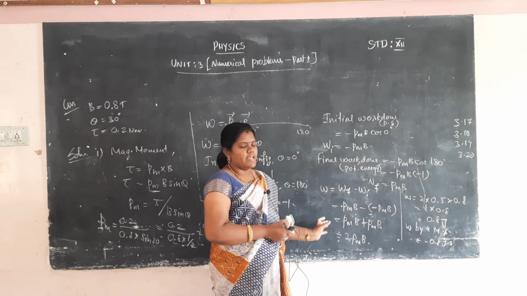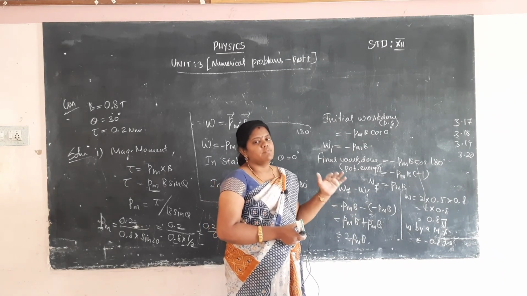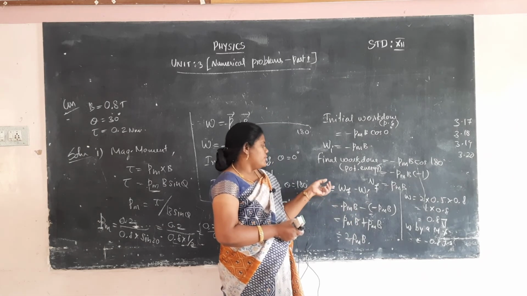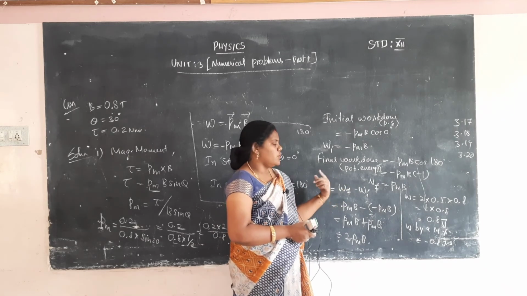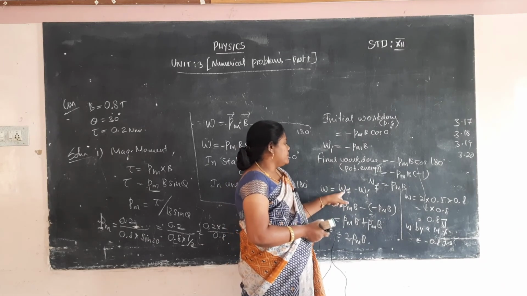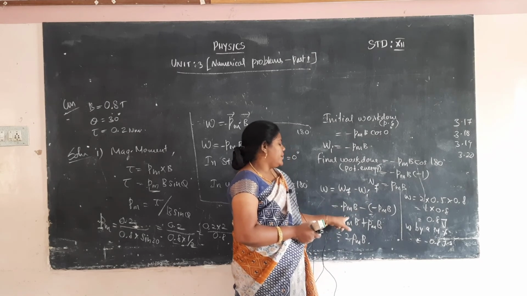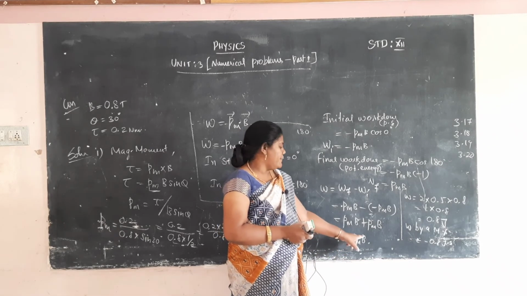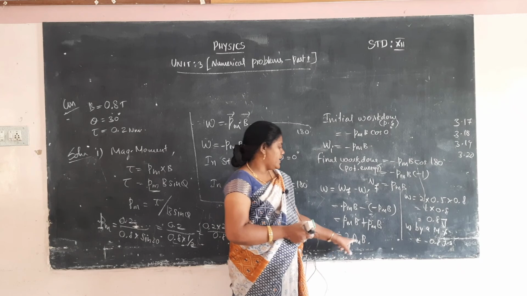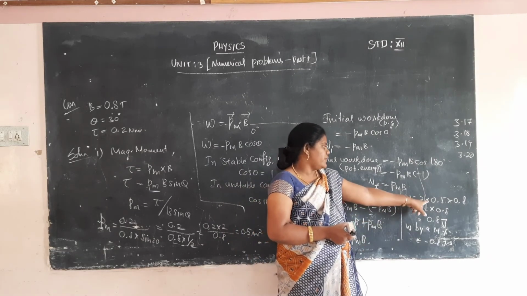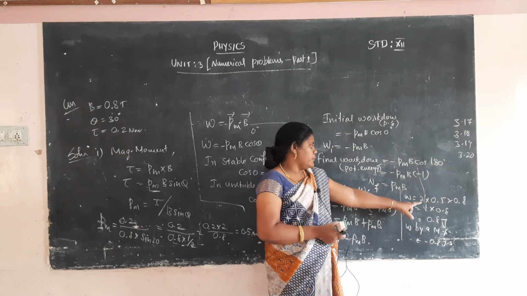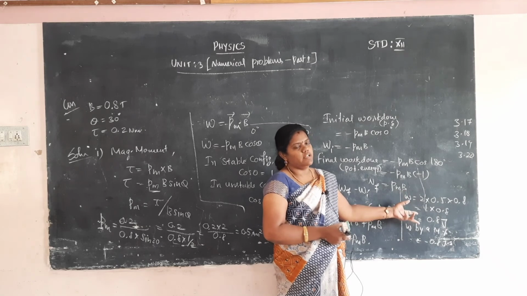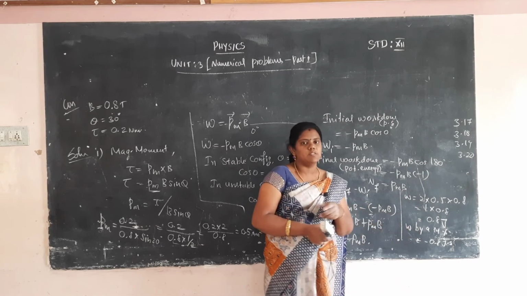So we calculate the work done from stable configuration to unstable configuration. We want the difference between the two configurations. Final work done minus initial work done is equal to PmB minus of minus PmB, so 2PmB. Substitute the Pm and B values. Pm is 0.5, B is 0.8, so 1 into 0.8, that is 0.8 joule. Work done by the magnetic field is the inverse of this work done. So work done by a magnetic field is equal to minus 0.8 joule.